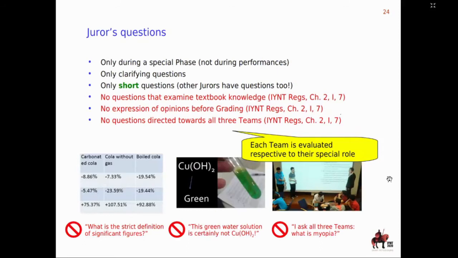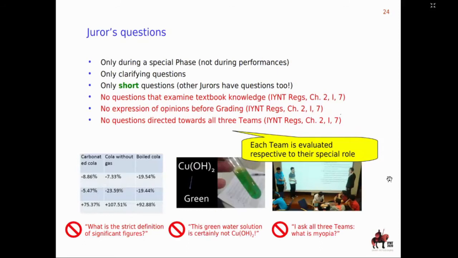And you make a correct conclusion that probably the team does not understand the definition of significant figures, and you want to ask them about the strict definition. But you cannot do it because this is an examination. Please formulate your question in a more neutral way, without making direct questioning like at an exam.